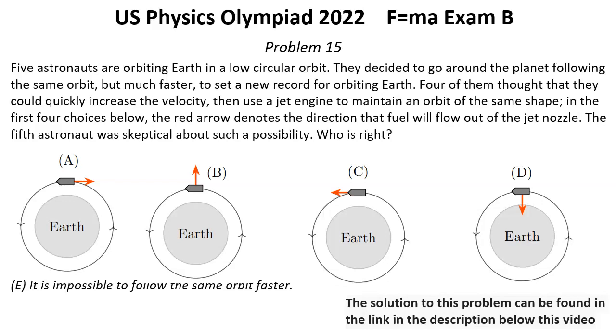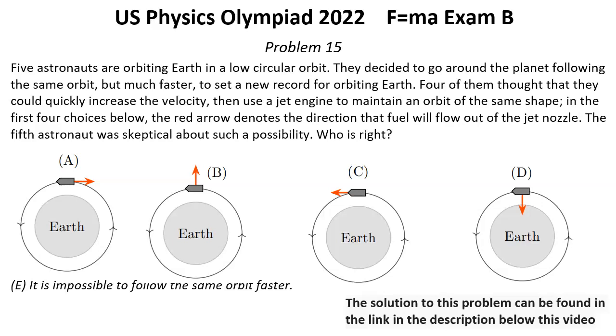Problem number 15. Five astronauts are orbiting Earth in a low circular orbit. They decided to go around the planet following the same orbit but much faster, to set a new record for orbiting Earth. Four of them thought that they could quickly increase the velocity, then use a jet engine to maintain an orbit of the same shape.